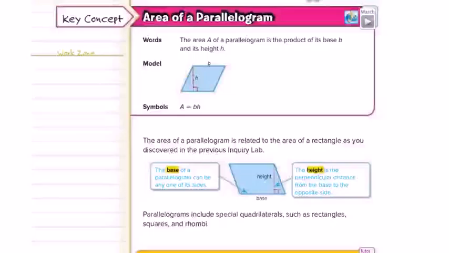Before looking at any examples, let's look at this key concept for area of a parallelogram. The area, A, of a parallelogram is the product of its base and its height, h. So a parallelogram actually is kind of like a rectangle.